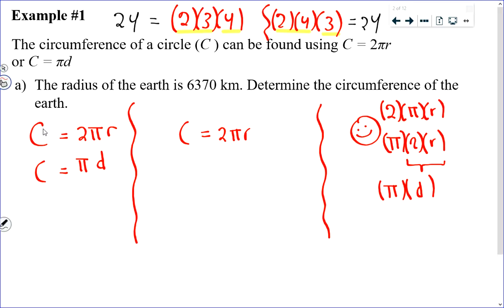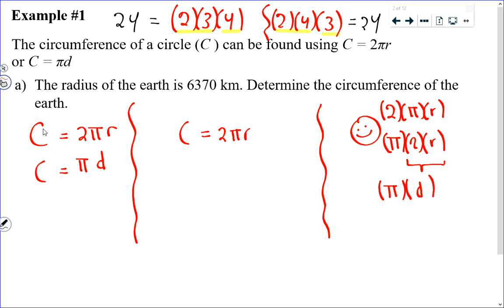What you do not want to do is go C equals 2 pi r and then go equals and work left to right. That is a fatal mistake that is really going to hurt you when it comes to algebra. We work line by line, top to bottom.